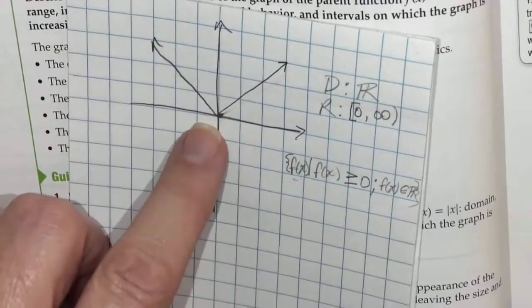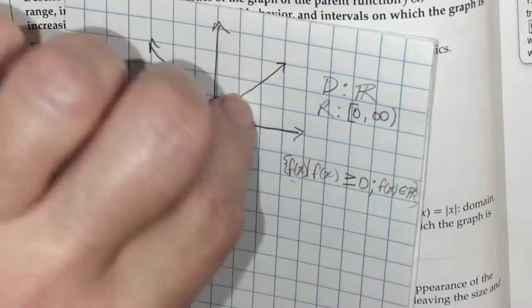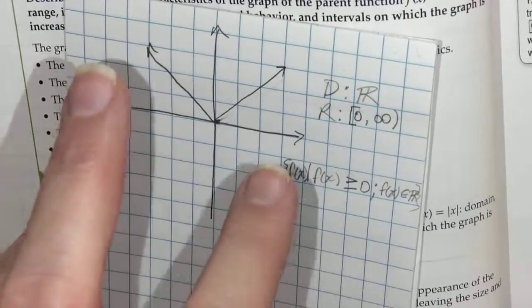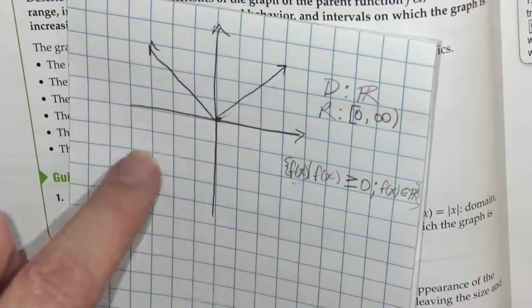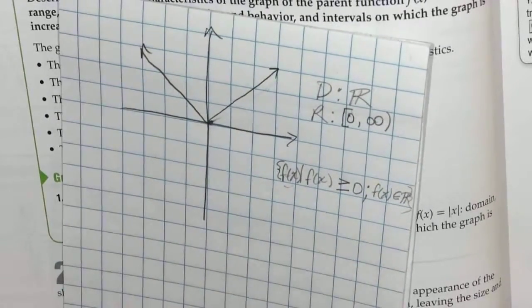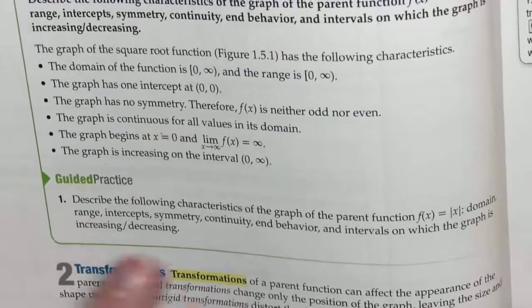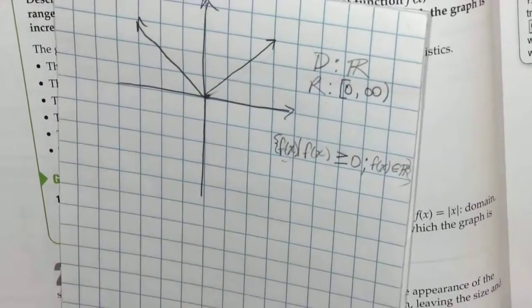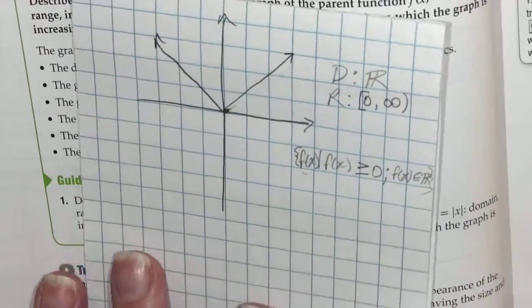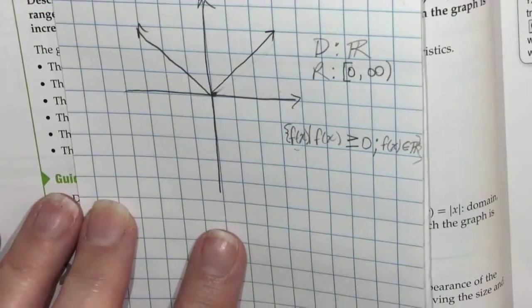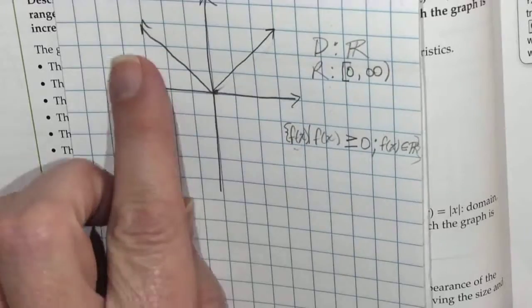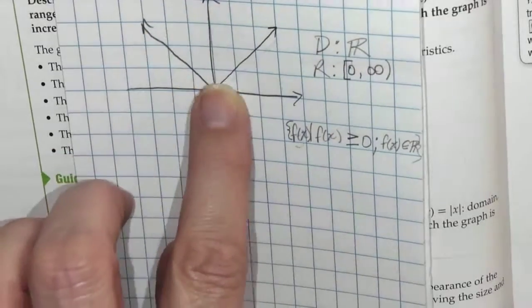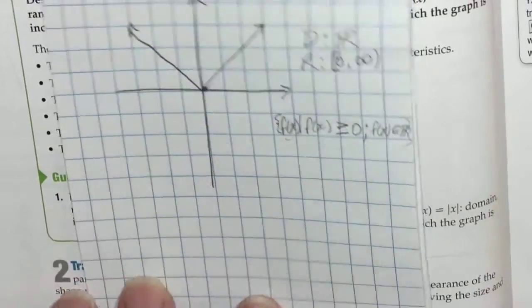Now, it's not symmetric about the origin, where you could pick it up and turn it 180 degrees and it would look like itself again. Because if we turn this 180 degrees, it would look like the thing going downward, right? Okay, continuity. What do you think about continuity here? Does this have continuity or discontinuity? Yeah, because you can draw this without lifting your pencil, can't you?